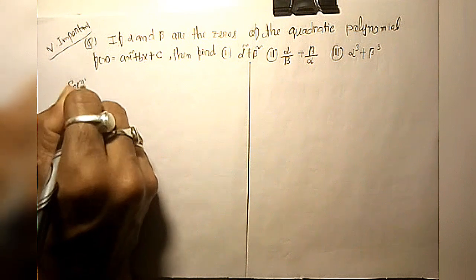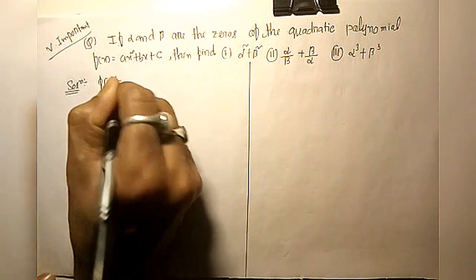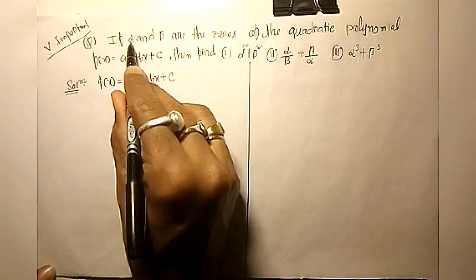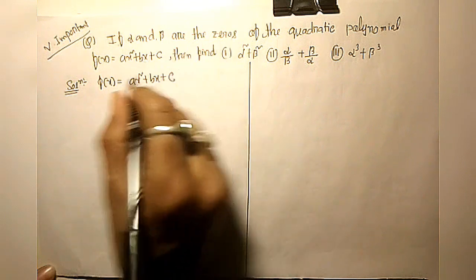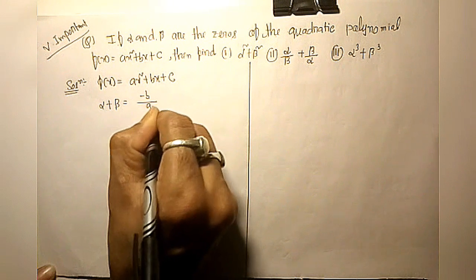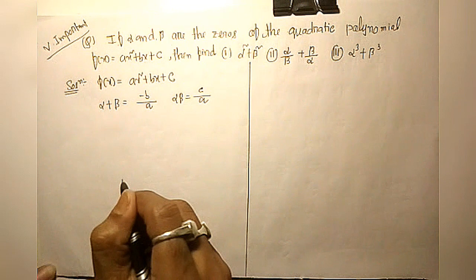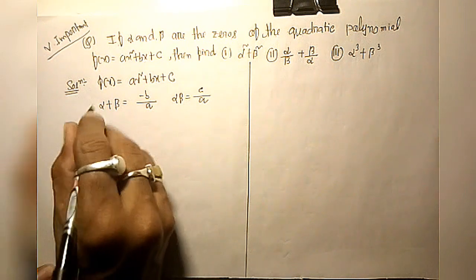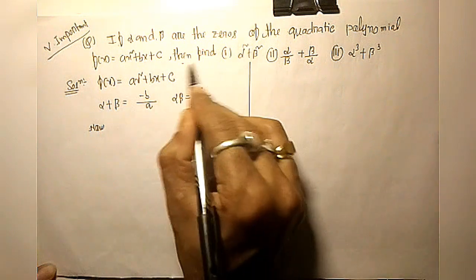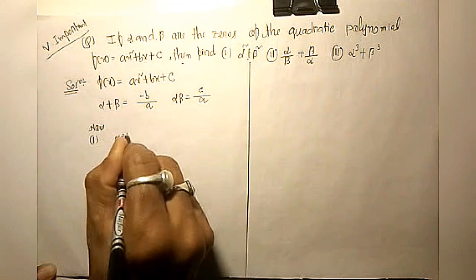So in this case, the polynomial is given: f(x) equals ax square plus bx plus c. This is the given quadratic polynomial whose roots are alpha and beta. Therefore, alpha plus beta should be minus b by a and alpha beta equals c by a. Sum of the two roots and product of the two roots. Now, we have to find alpha square plus beta square.